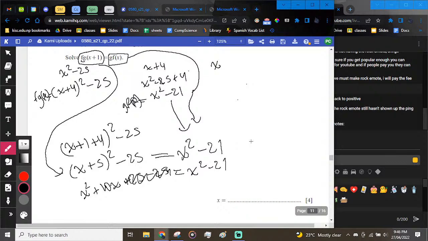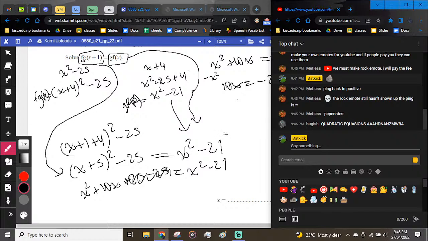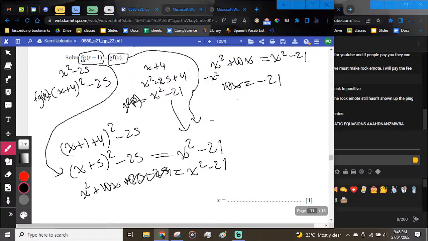I'll write that up here for more space. We can subtract x squared from both sides to get 10x equals minus 21. And now it's easy. The quadratic disappeared, so now it's a linear equation. Divide by 10. X equals negative 21 over 10.